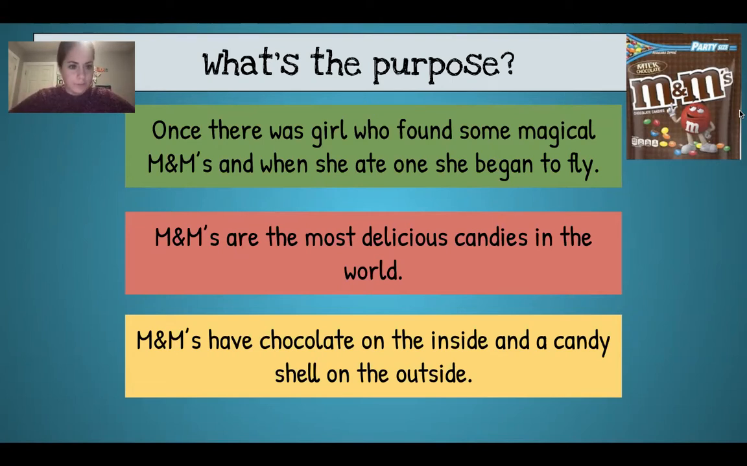Okay, so I'm going to read the first one. You're going to tell me which piece of the pie it is. Okay, so the green one. Once there was a girl who found some magical M&Ms, and when she ate one, she began to fly.